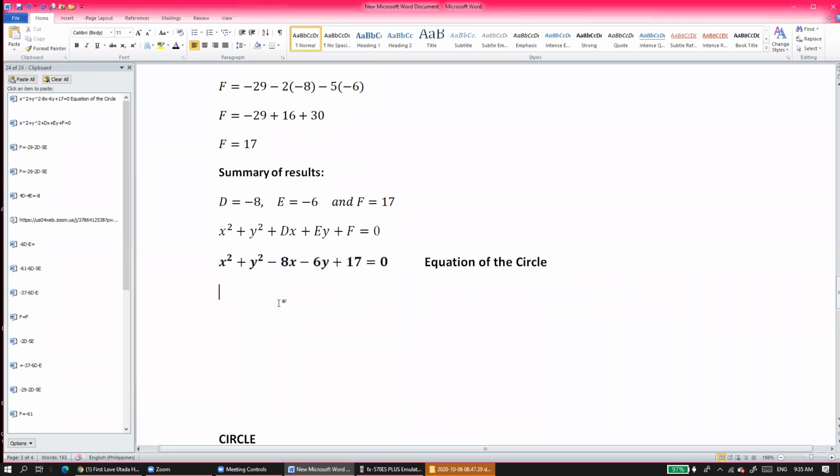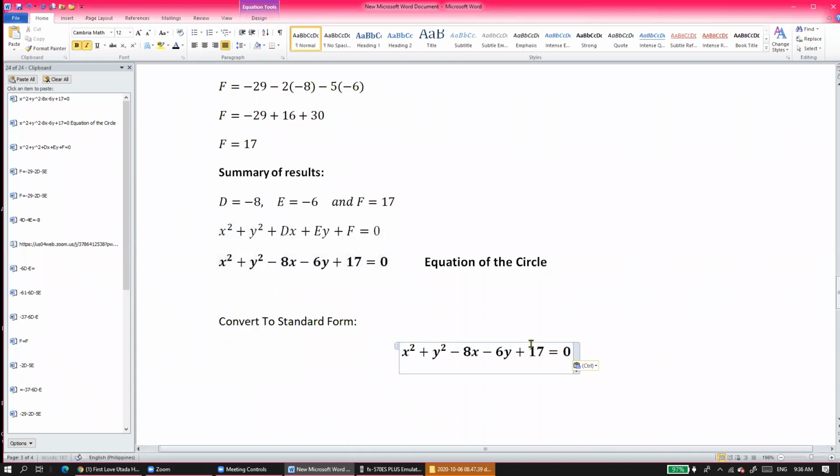Ngayon naman, kailangan nating i-convert ito. What if kung pinapahanap yung center ng circle at saka yung radius? So manumalo tayo, no? If we have this given equation and we need to convert it into standard form, convert to standard form. Yan. So kailangan nating i-convert yan sa standard form. And how do we do that? To convert this into standard form.